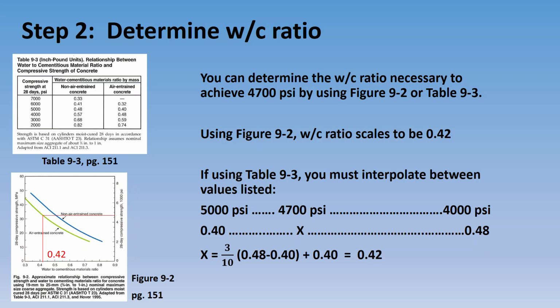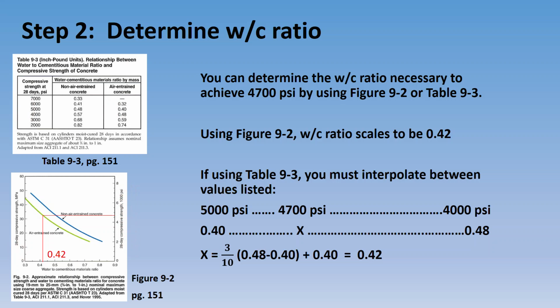They're showing us at 4,000 psi. Over here in the air-entrained concrete, you would have a water-cement ratio of 0.48, and at 5,000 psi, you would have 0.40. So we would have to interpolate between those two data points to determine where we are in between along that scale. And I just do that down here at the bottom.